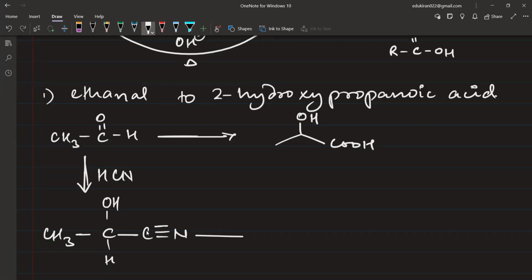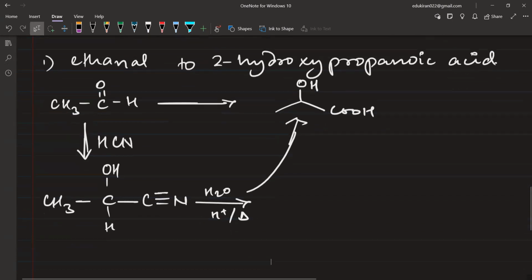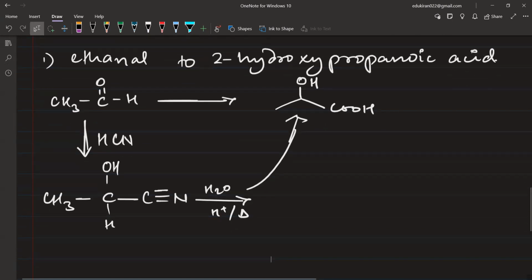Now after this, the next step will be what? You just need to add water in the presence of H plus with some heat, and this will get converted to carboxylic acid. This carbon is going to get converted to carboxylic acid, and here you have the OH. Write this down: ethanol to 2-hydroxy propanoic acid.